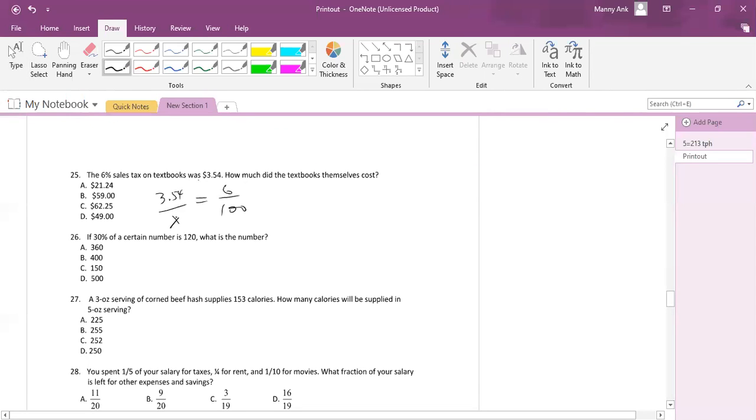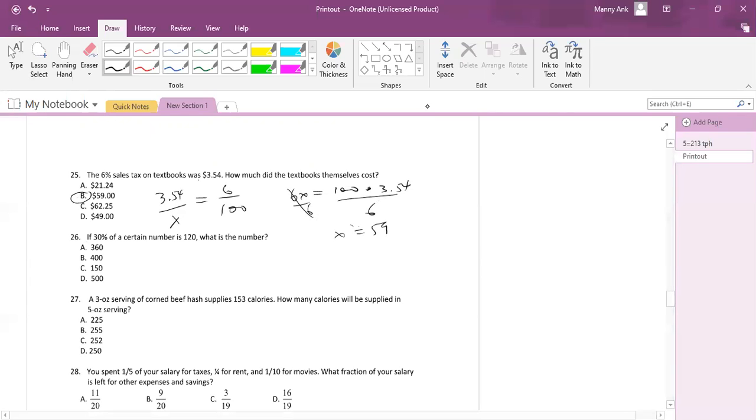And I can solve the proportion. 6X is equal to 100 times 3.54. Divide. And then X will give us 59. So it's $59. Okay.